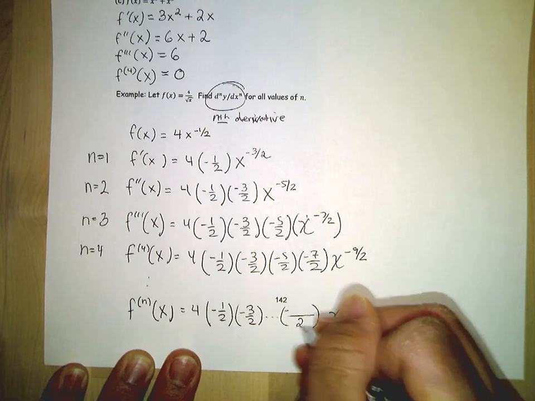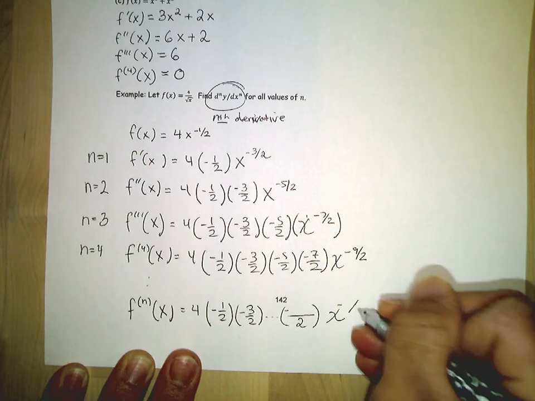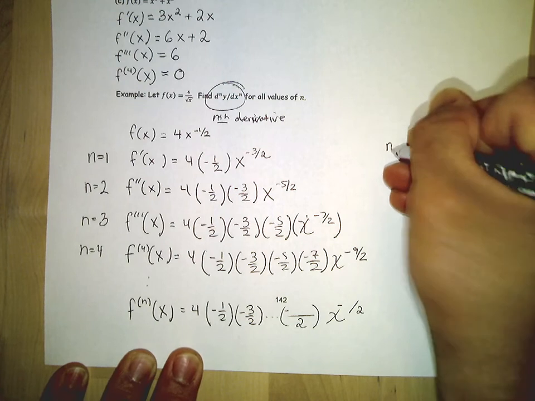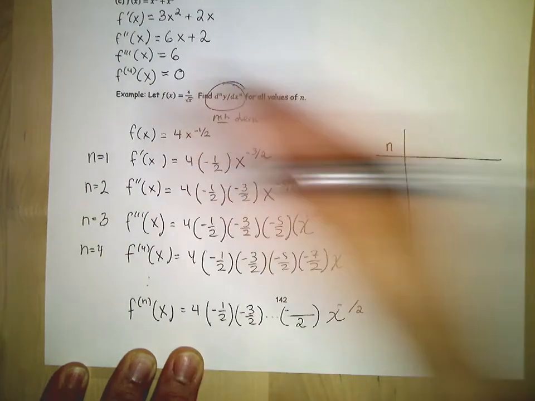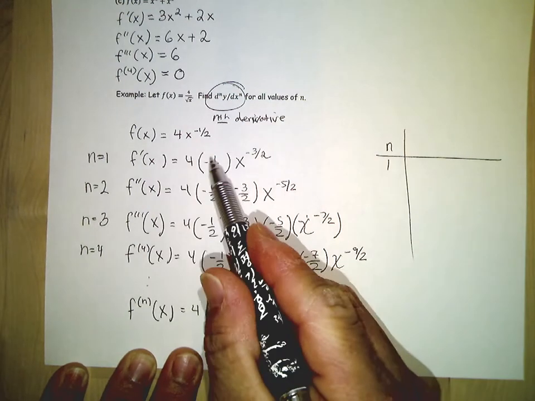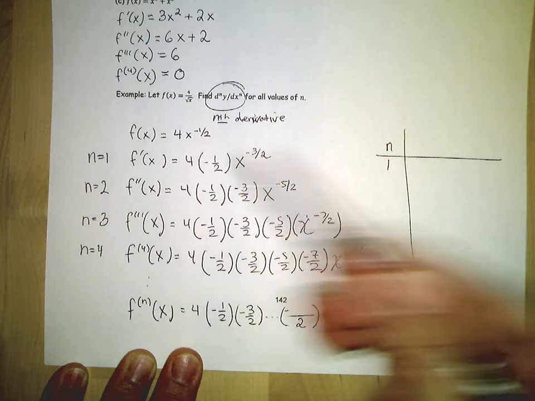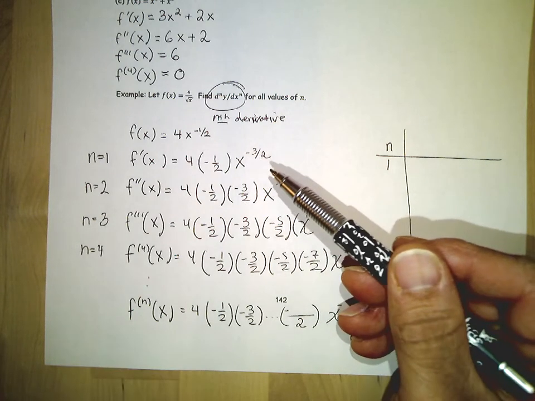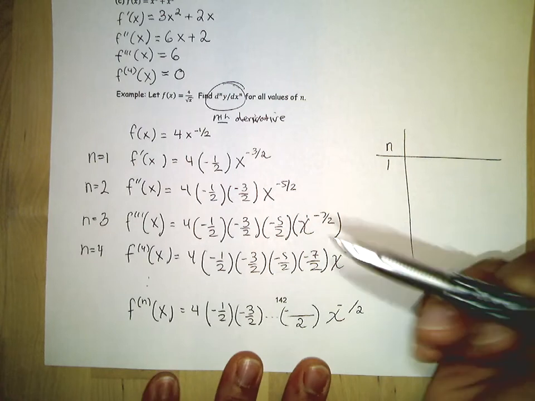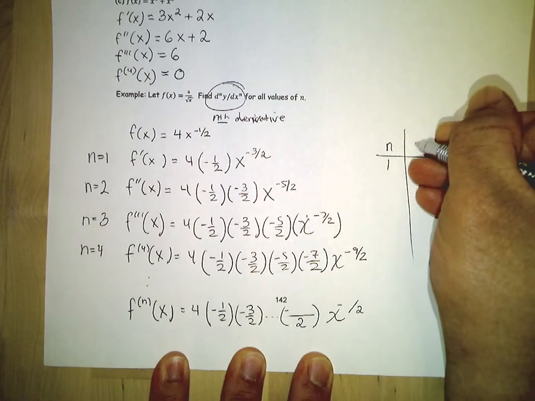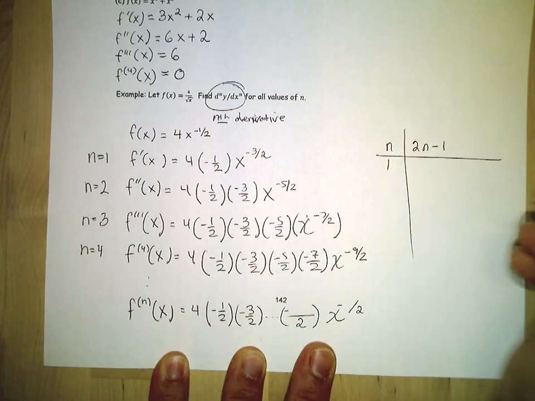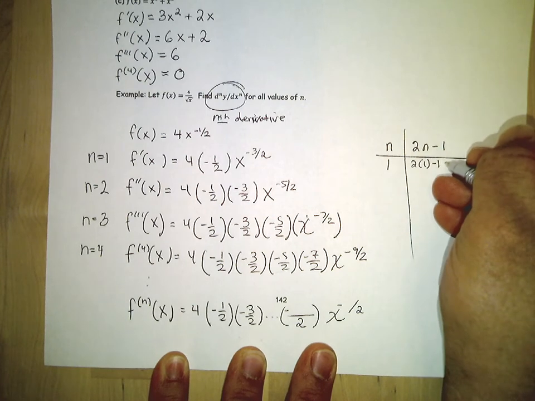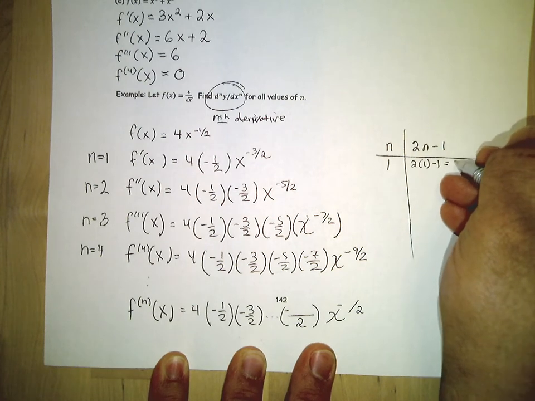So negative something over 2 and negative something over 2. All right, so let's look at this. If n is equal to 1, we want this to be a 1 over 2 and the exponent to be a 3 over 2. So one way we could do that is to make this say 2n minus 1, because 2 times 1 minus 1 will be, well, 1.